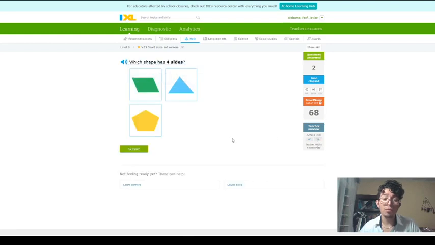Which shape has 4 sides? ¿Qué figura tiene 4 lados? Let's count. This one has 1, 2, 3. This one has 1, 2, 3, 4, 5. This one has 1, 2, 3, and 4. So the one that has 4 sides will be this one.